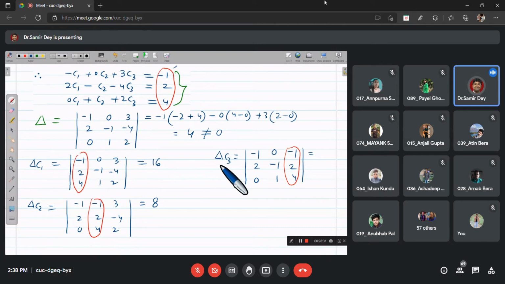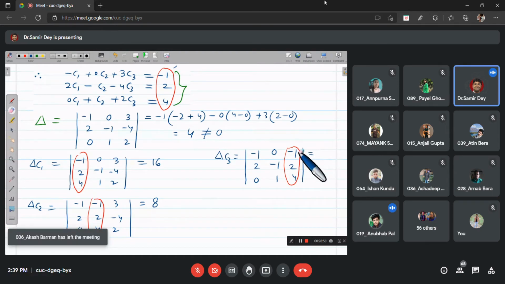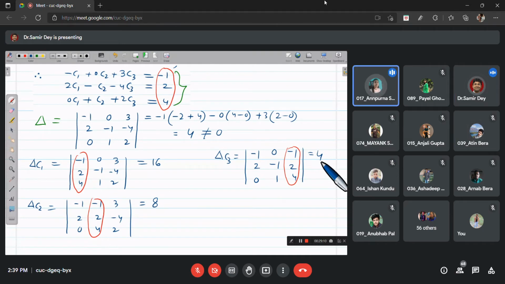Should I write del C3 is equal to plus 8? Is it okay? Everyone, please check, because this is the vital area. If your C1, C2, C3 values are wrong, ultimately you'll get the wrong answer. Sir, 4 is coming. Now I have a lot of doubt, I think. 4, sir. All of you agree with this? 4 is coming or not? Yes, sir, 4.